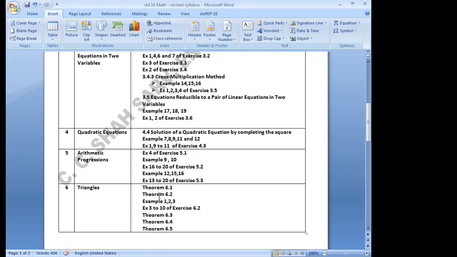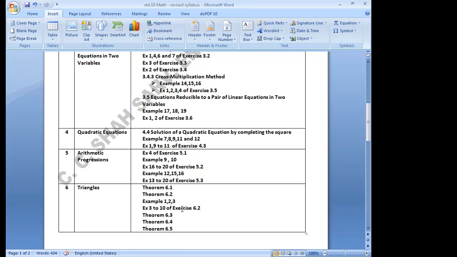Theorem 6.1 is excluded. See this, theorem 6.1 is excluded from the syllabus. Next, theorem 6.2, page number 126, excluded. On same page, example 1 is excluded. 127, example 2, example 3 excluded. Example 1, 2, 3 excluded. Theorem 6.1, 6.2 excluded. Exercise 6.2, question 3 to 10, all are excluded. Means in 6.2, you have to prepare only first and second question.